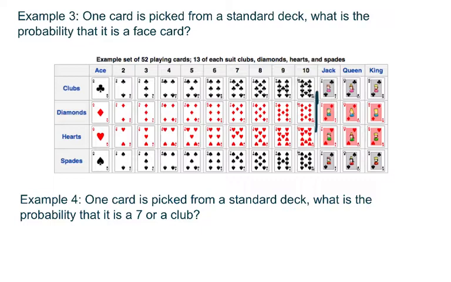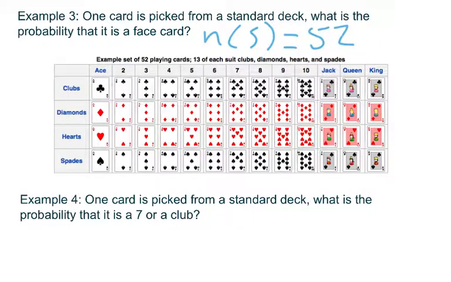Let's look at some examples that get a little bit more involved using cards. So one card is picked from a standard deck. What is the probability that it is a face card? What I have drawn here is the complete sample space of all possible cards that you could draw. 4 suits, 13 cards in each suit. So if I were to count up exactly how many different cards there would be, 4 times 13, that would give you a sample space that has a total of 52 cards.